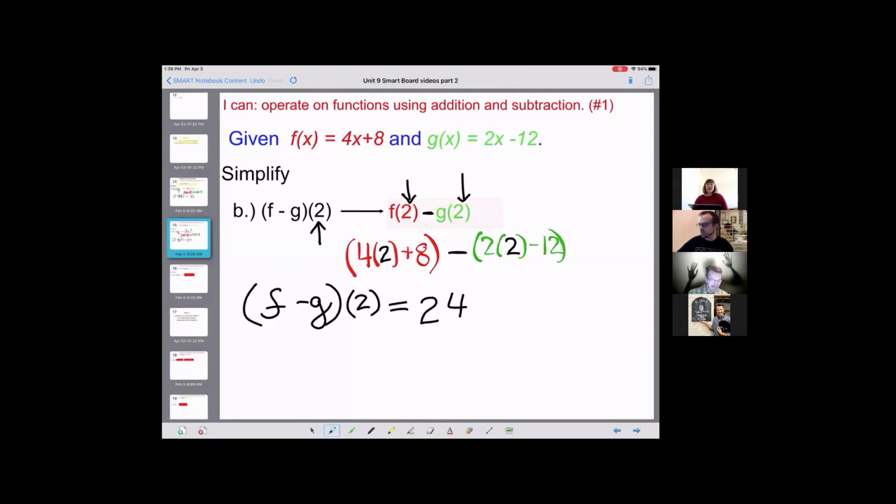Hey, Mr. Craig, are all those parentheses really necessary? Well, yes, I'm afraid so, because especially for distributing here and here, this parentheses is telling us what the operation is. We're taking the f function and we're subtracting the g function. And this is what we are substituting into each of those functions. So they all have a purpose and a reason.